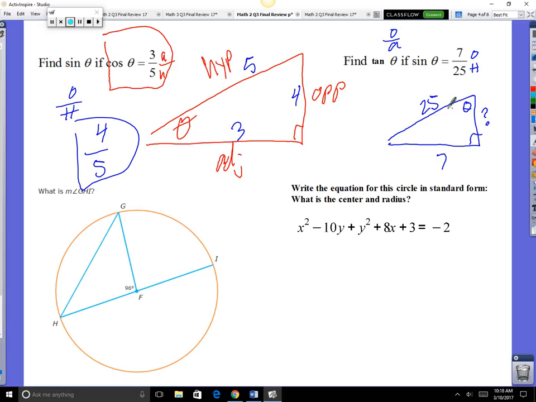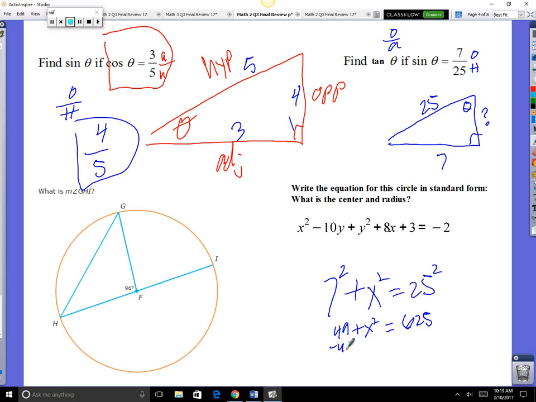This, I think, is also a Pythagorean triple, but it's not as familiar as the 3, 4, 5, so let's find it. So a squared plus b squared is c squared: 7 squared plus x squared equals 25 squared. 25 squared, how much is that? Okay, so we're going to change that to a 49. That stays x squared, and this 25 squared is 625.